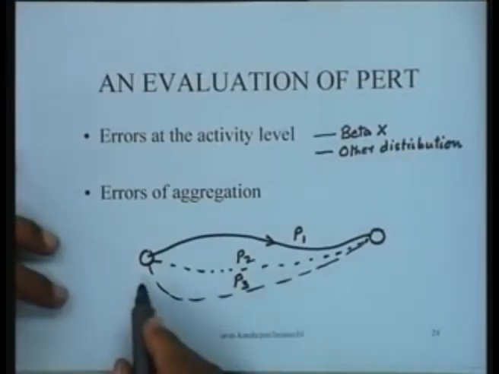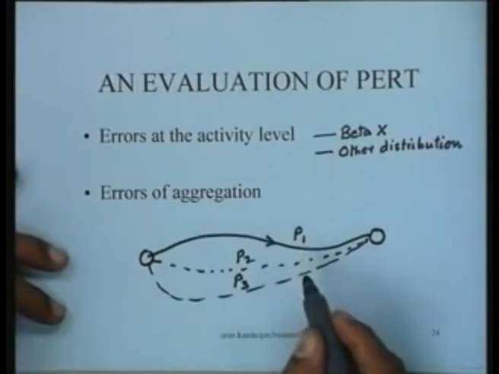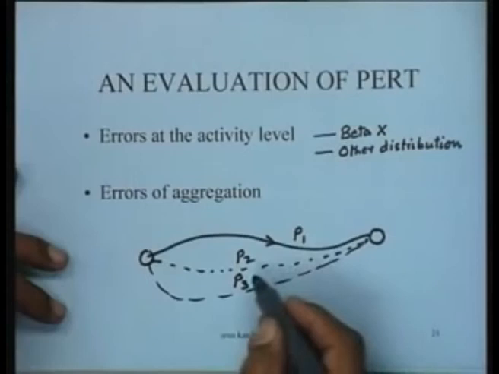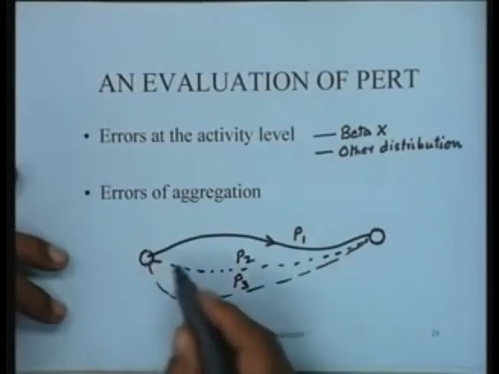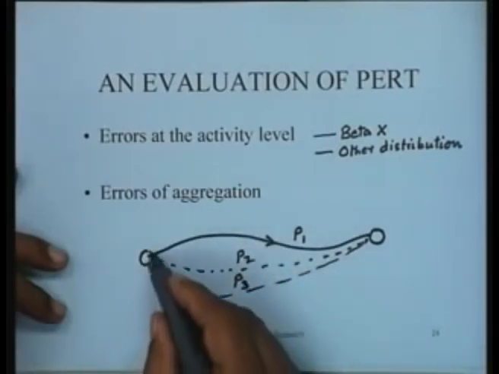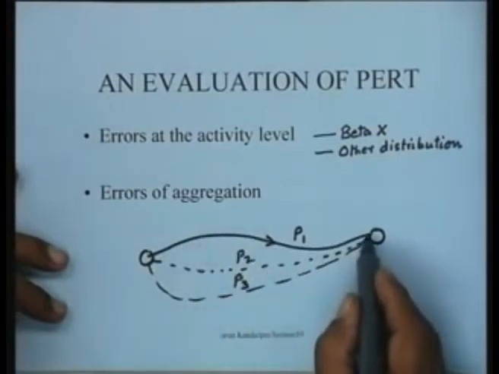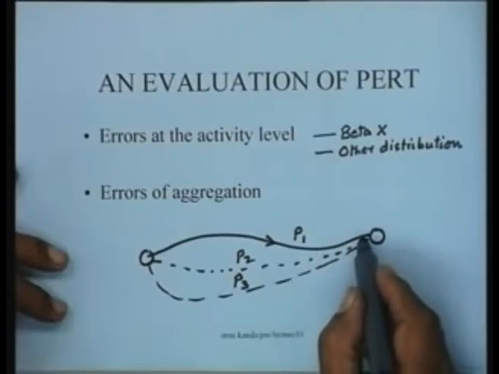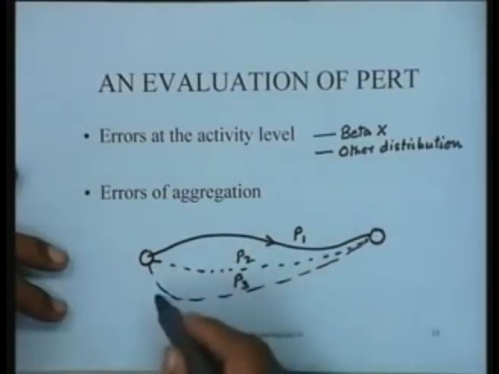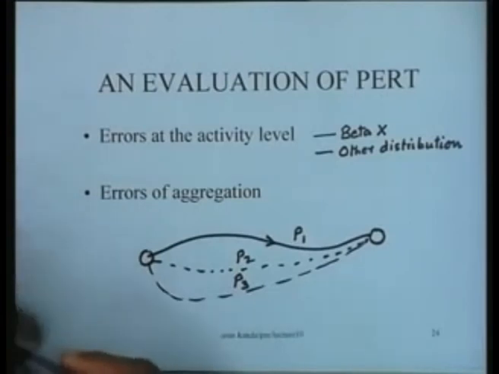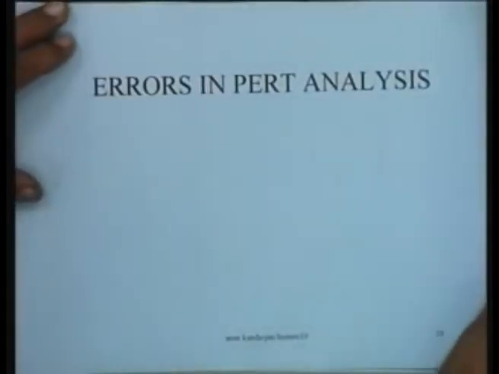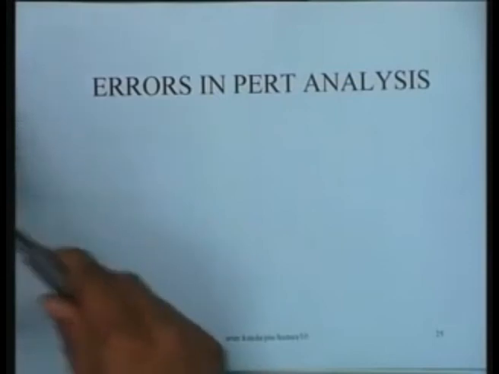So what will happen is really that the errors of aggregate, if we ignore all these paths, then things are simple, because by virtue of the central limit theorem, each path will be normally distributed with a mean equal to the sum of the means and the variance equal to the sum of the variances. So if we look at these various paths, what would these paths' distributions look like?